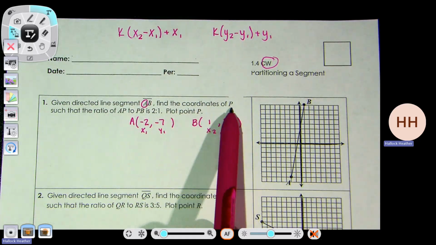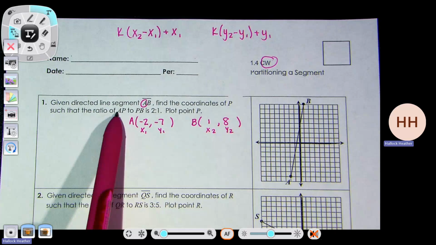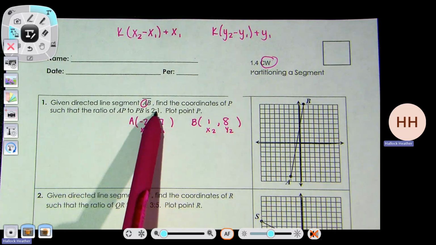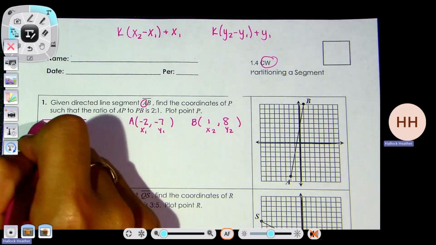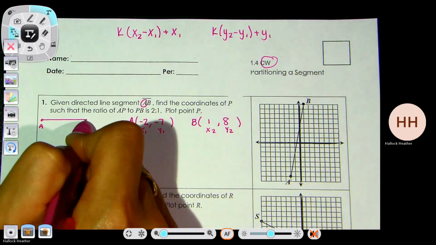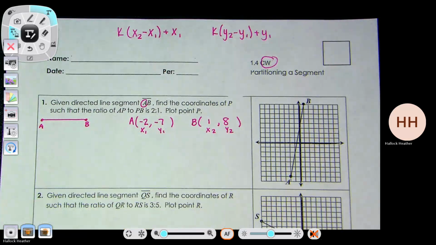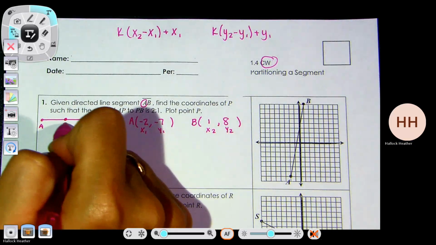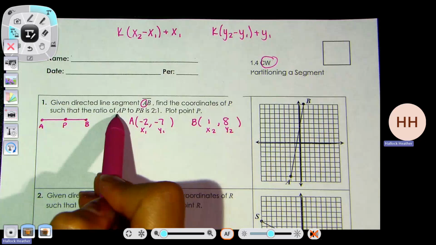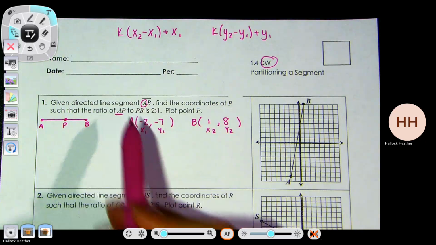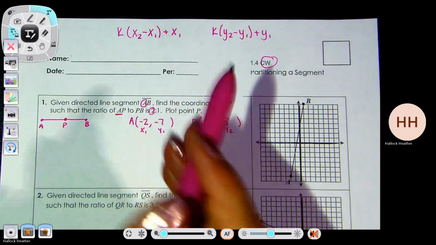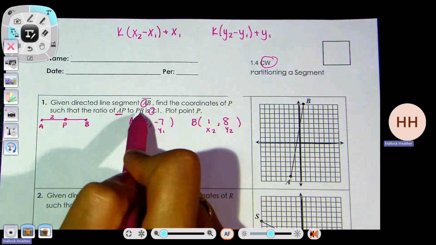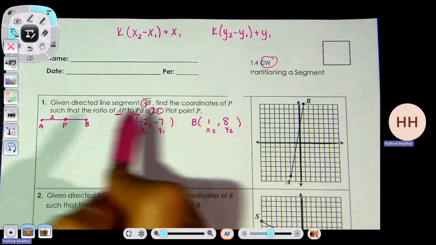It says find the coordinates of P such that the ratio of A to P, P to B is 2 to 1. This is where if you draw a little picture off to the side, it would help you. I have A and B at the sides. P is somewhere in the middle. A to P is how much? 2. And then it says P to B is 1.